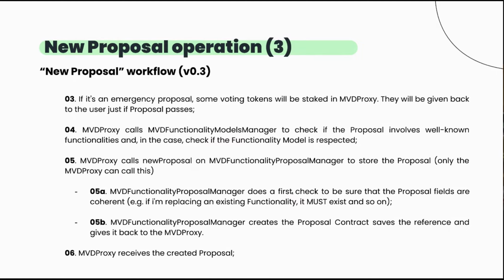So the proxy calls the functionality models manager, and this one checks if the proposal involves a well-known functionality. If there is a well-known functionality involved, the models manager checks if the functionality model is respected. Then the MVD proxy calls the new proposal function on the proposal manager to store the proposal. Naturally, only the proxy can call this particular function. Then the last point, the MVD proxy contract receives back the created proposal.